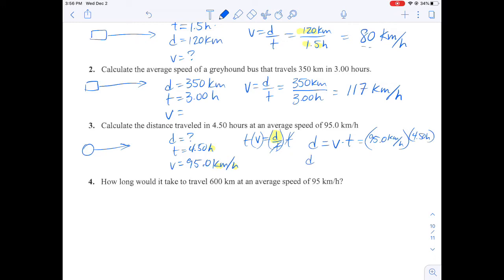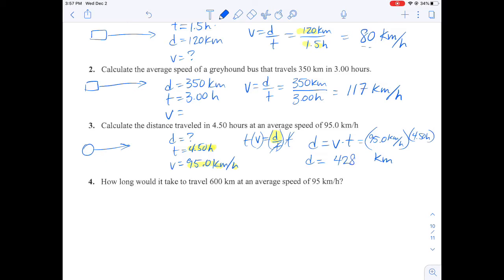Now, my distance here is going to give me 427.5 kilometers. Sorry. This number has 4 significant digits, so I need to do a little bit of rounding. I've got 1, 2, 3 sig digs, and both these numbers have 3 sig digs. So I'm going to need to round this off, and because this trailing number is 5 or greater, it's going to be 428 kilometers because it's going to round up.